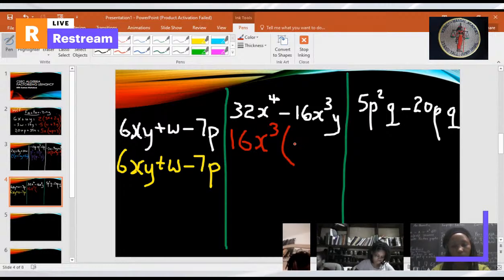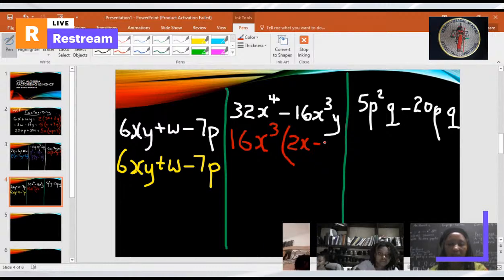What do you say, Miss? Continue. Tell me what to do now. Oh, so Miss, first the 16x cubed. This would go into 32x to the fourth power 2 times, leaving x only. So this would be 2x. And then minus y, because 16x cubed goes into itself, right? Yes, Miss. And there's a y. All right. So it would be 2x minus y.